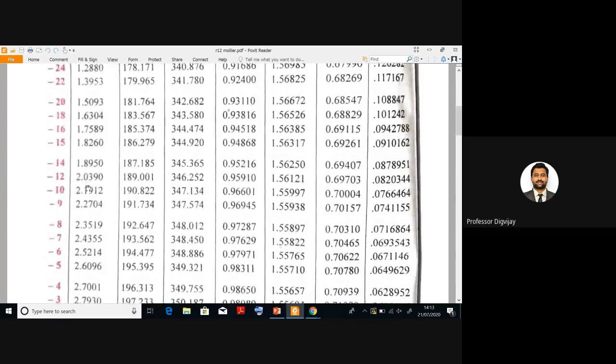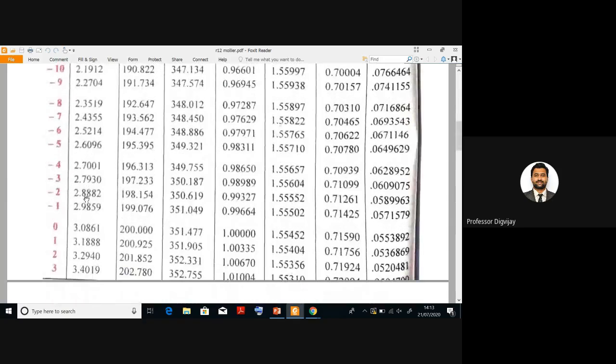See here at 0 degrees Celsius. I'm interested in this. At 0 degrees Celsius, it has a pressure of 3.08 bar. Pressure is in bar. It has an hf of 200 kilojoule per kg, and it has other values. The same chart is shown on the diagram also, so I'll show the diagram as well.